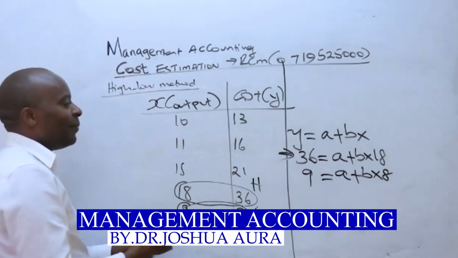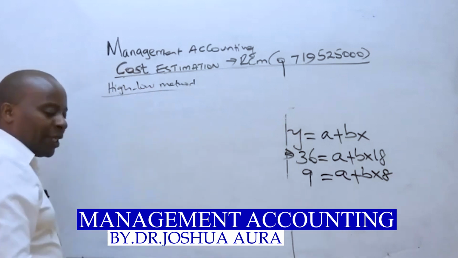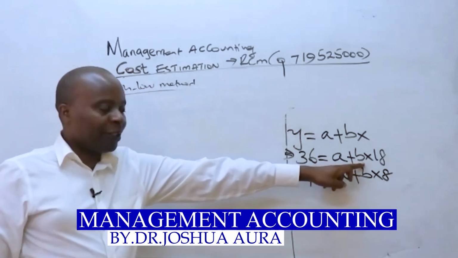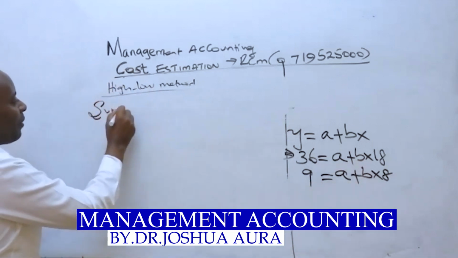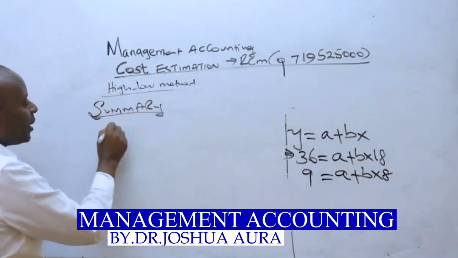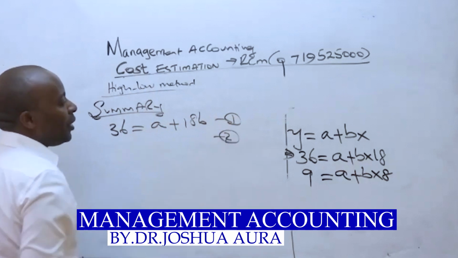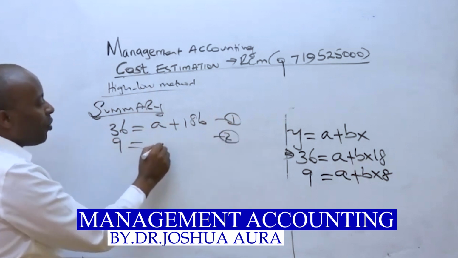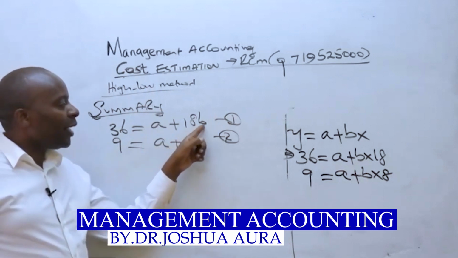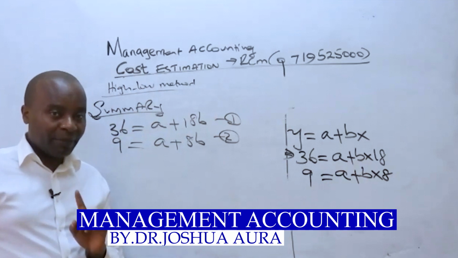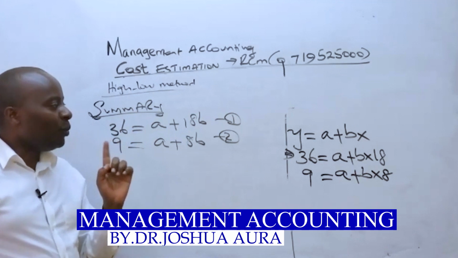Now look at this, this is the most interesting thing. I'll go to the next level where I need to rewrite this mathematically. So my summary here is 36 equals A plus 18B, equation number 1. Equation number 2, we have 9 equals A plus 8B, because there is no way you can ever write a letter before a number. This is mathematics, and in mathematics, numbers take precedence. Numbers have to be captured first.